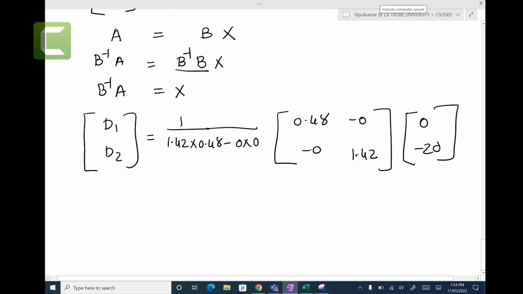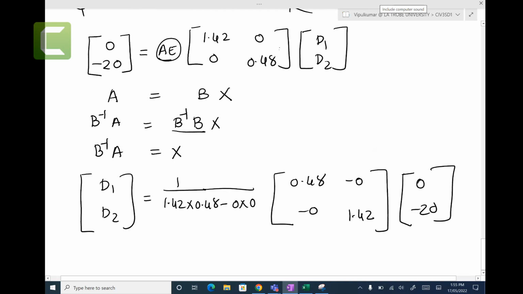All right, look at here. X is D1, D2, that. Oh, sorry, I need to get that matrix here. So the determinant: you cross this 1.42 times 0.48, take away this cross multiply. That's how you find the determinant. Then in here, you swap those numbers and you put the minus in front of it. I just put the dummy minus to complete the procedure, but you don't need to write it. You don't swap this number, but you put the minus in front of that, and 0 and minus 20 is coming here.